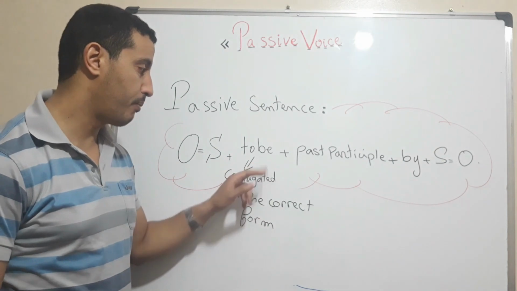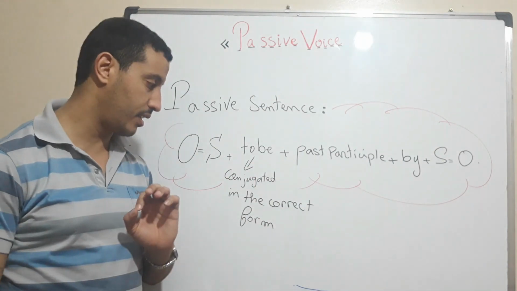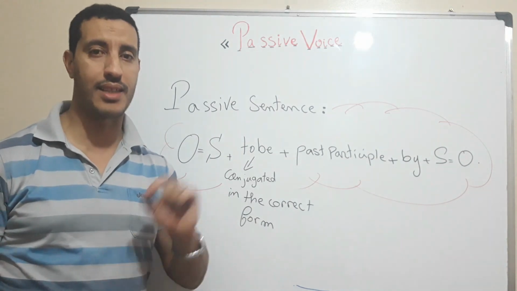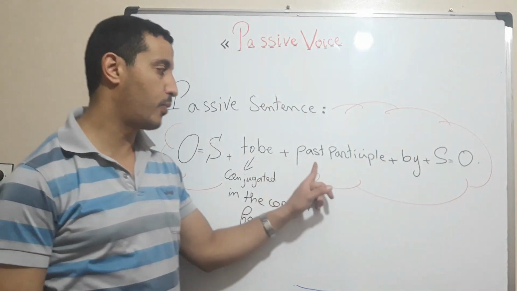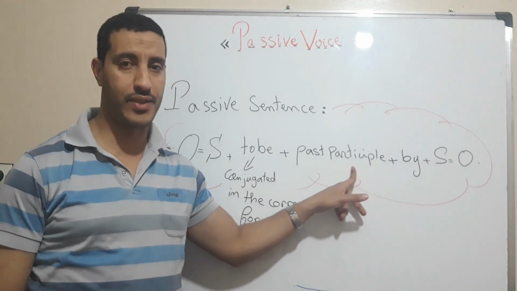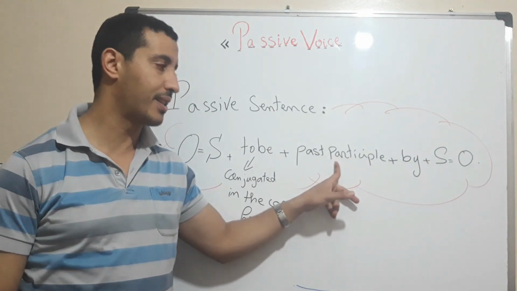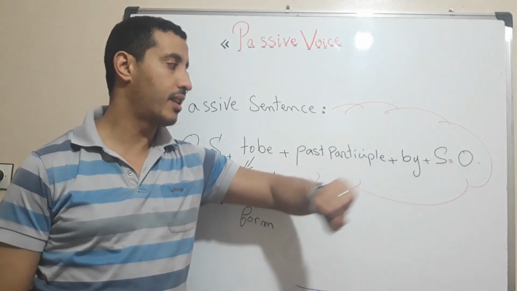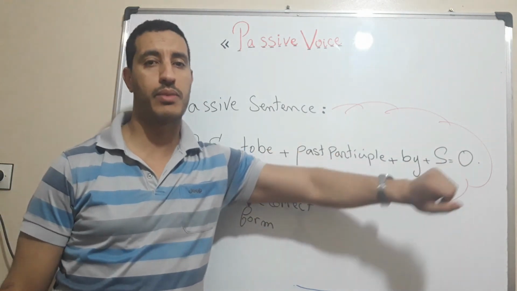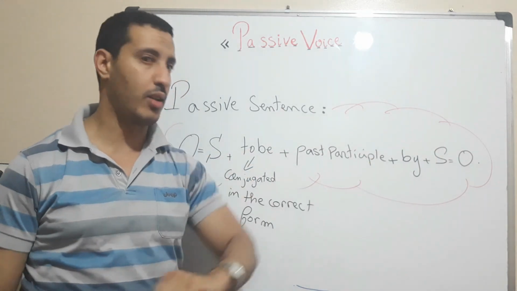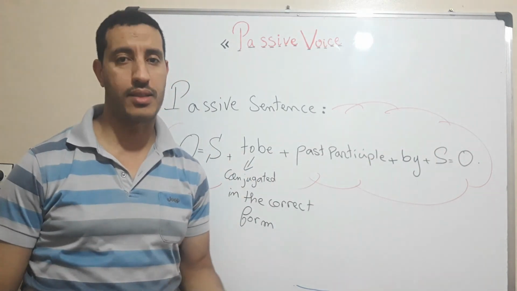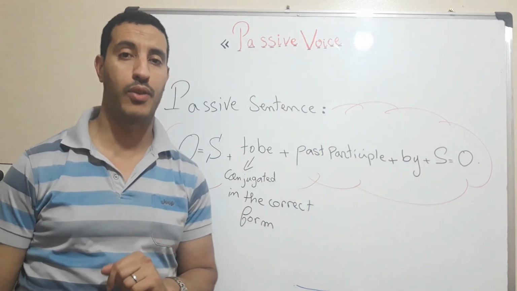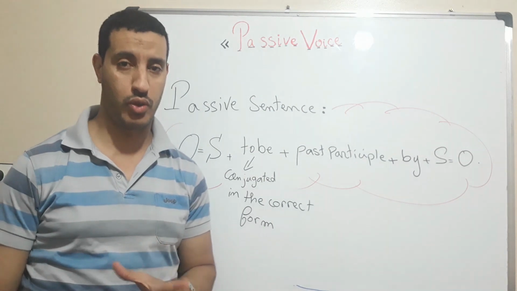So the verb to be must be conjugated in the correct form of the active sentence, the same tense as the active sentence. And after the verb to be, the main verb of the active sentence is put in the past participle. And then we need by, and then the subject of the active, which becomes an object. And this by plus object is extra. Sometimes it is necessary, sometimes it is not. So we should pay attention and be careful when to use it and when not to use it.